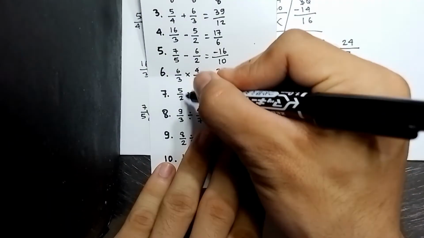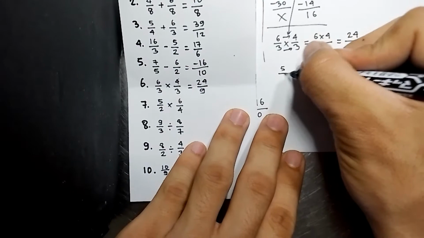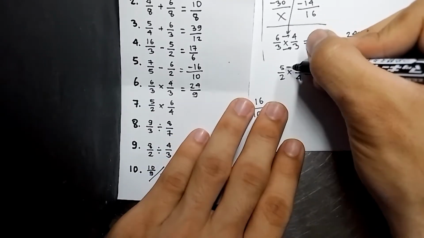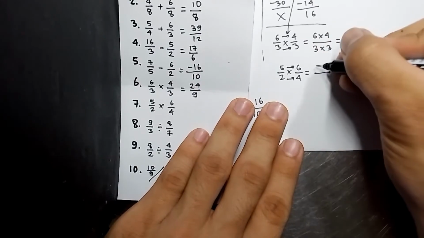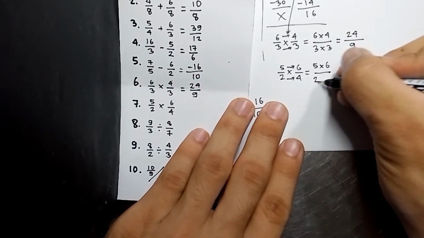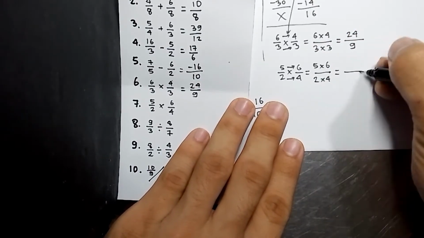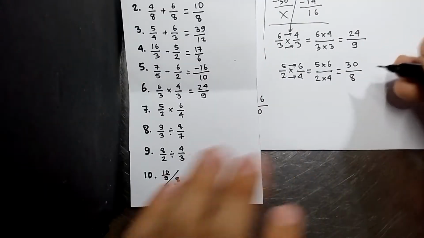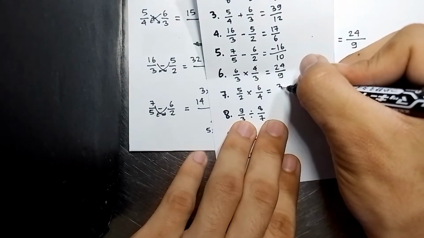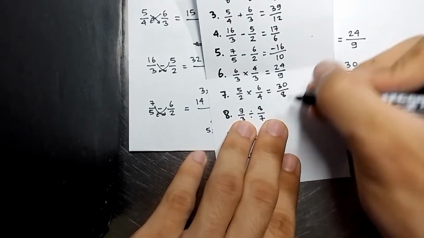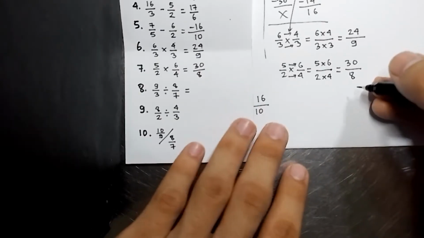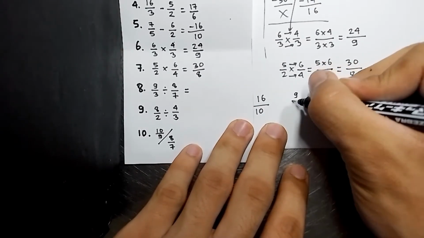And the next exercise we have 5 over 2 times 6 over 4. Okay, the simple step: 5 times 6, 2 times 4. I'm going to simply write 5 times 6 is 30, 2 times 4 is 8. Here's the answer. You notice that what I'm doing right now is that I'm not actually simplifying the number. Okay, I will make another video for that later on.